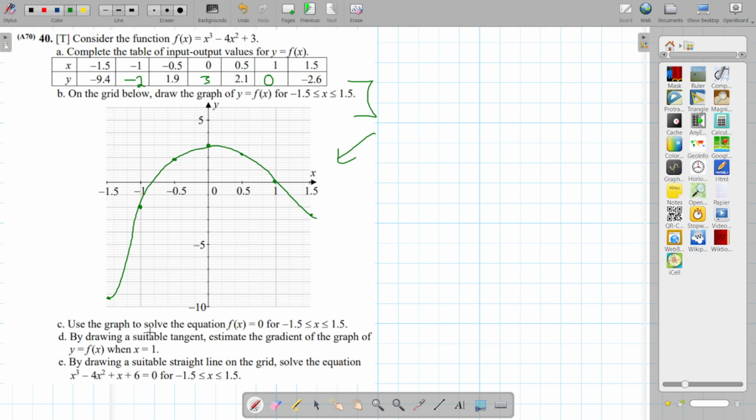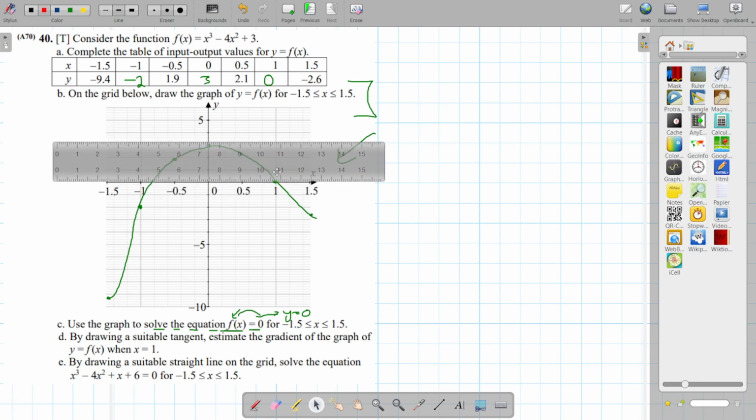Okay, use the graph to solve the equation f of x equals 0. Remember, like I think question 37, when we said f of x equals something, that means this something is the y. So when y equals 0. So let's see when y equals 0. Let's draw the line y equals 0 to make it easier. Okay, let's take our ruler. Y equals 0 over here. Take the pen. That did not work. Why didn't it work? Over here. This is y equals 0.